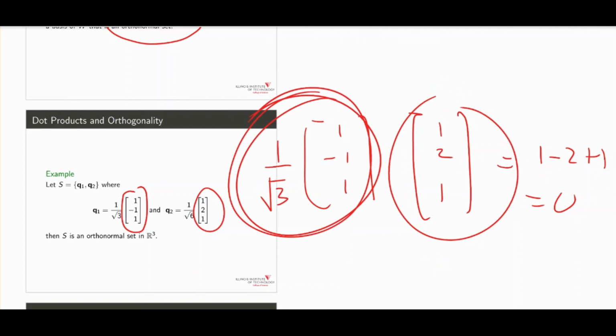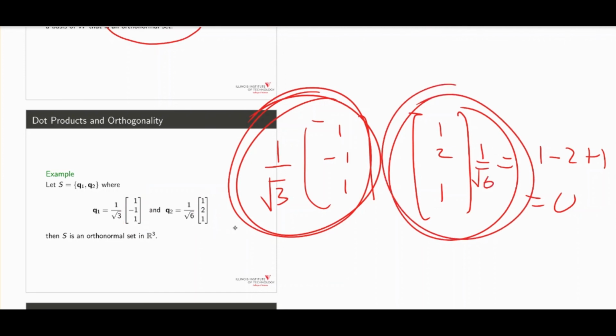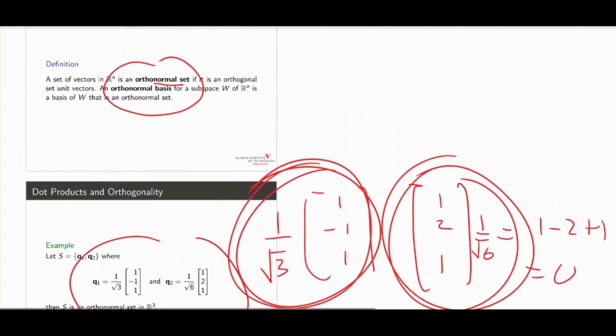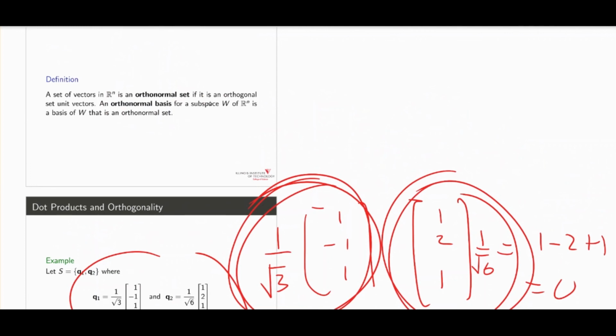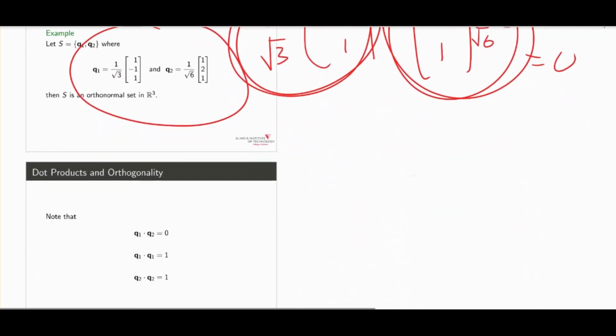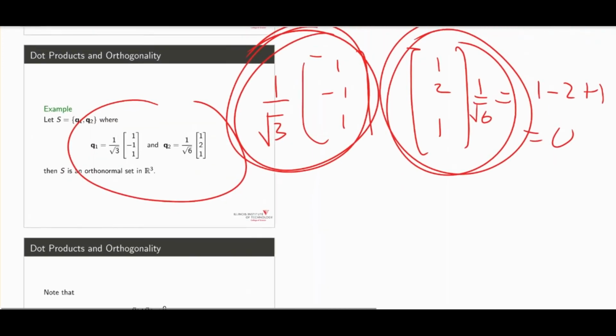This one here, what is the magnitude? How big is this vector? The magnitude is square root of 6, so you divide it by square root of 6. So this is now a unit vector. So if you take the orthogonal vectors and normalize them, then we form orthonormal vectors, right? Orthonormal vectors is just what we know from before, and now it is normalized.